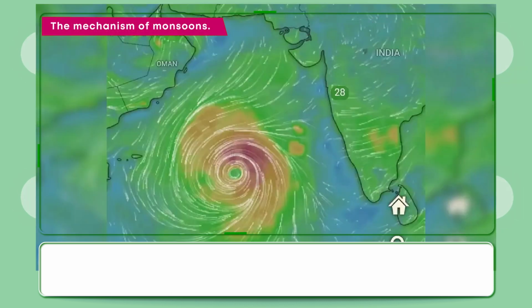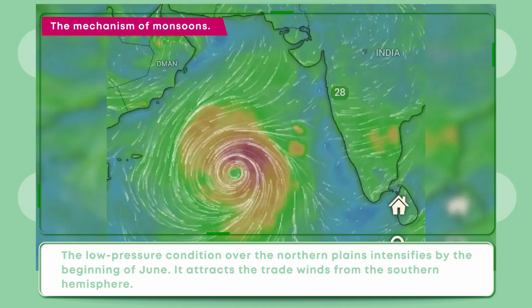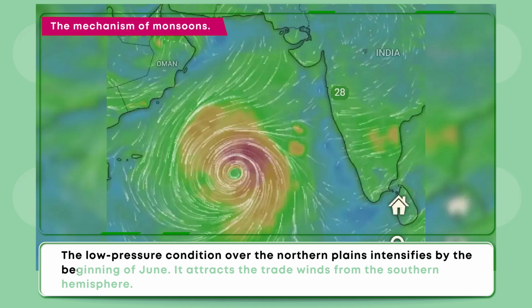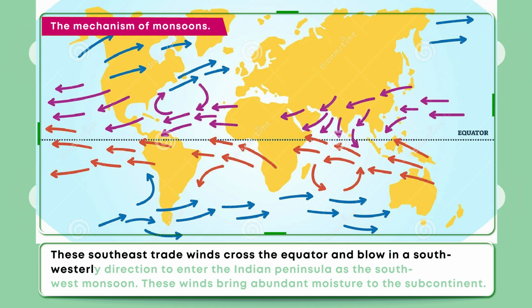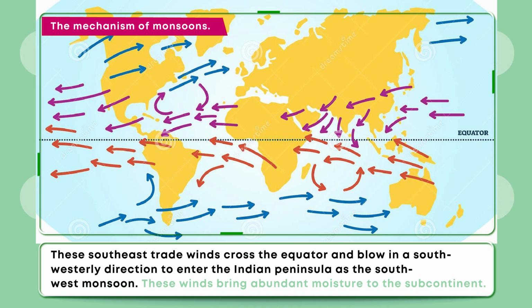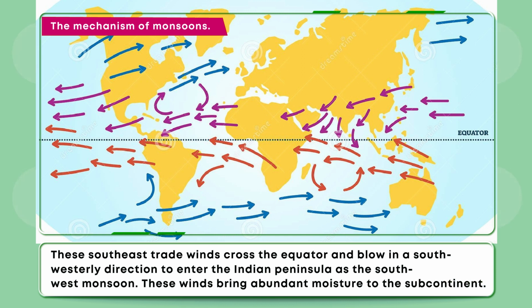The mechanism of monsoons. The low-pressure condition over the northern plains intensifies by the beginning of June. It attracts the trade winds from the southern hemisphere. These southeast trade winds cross the equator and blow in a southwesterly direction to enter the Indian peninsula as the southwest monsoon. These winds bring abundant moisture to the subcontinent.